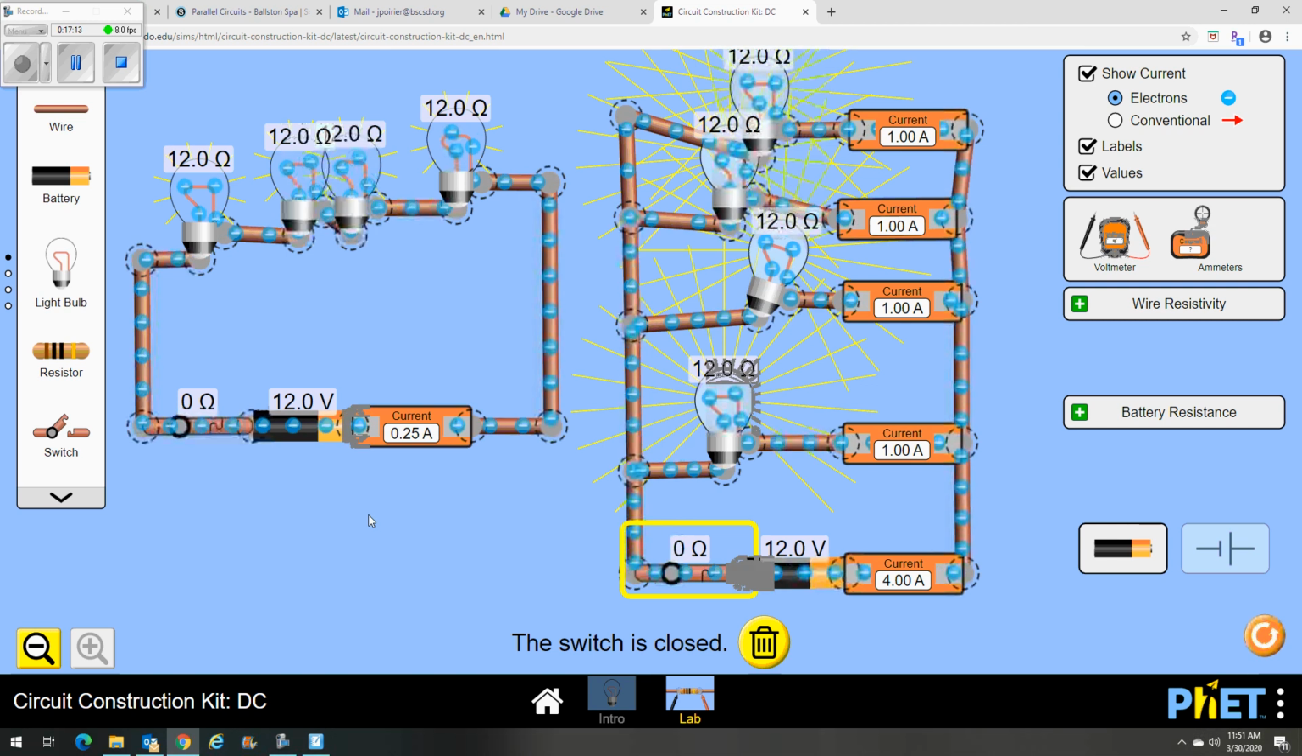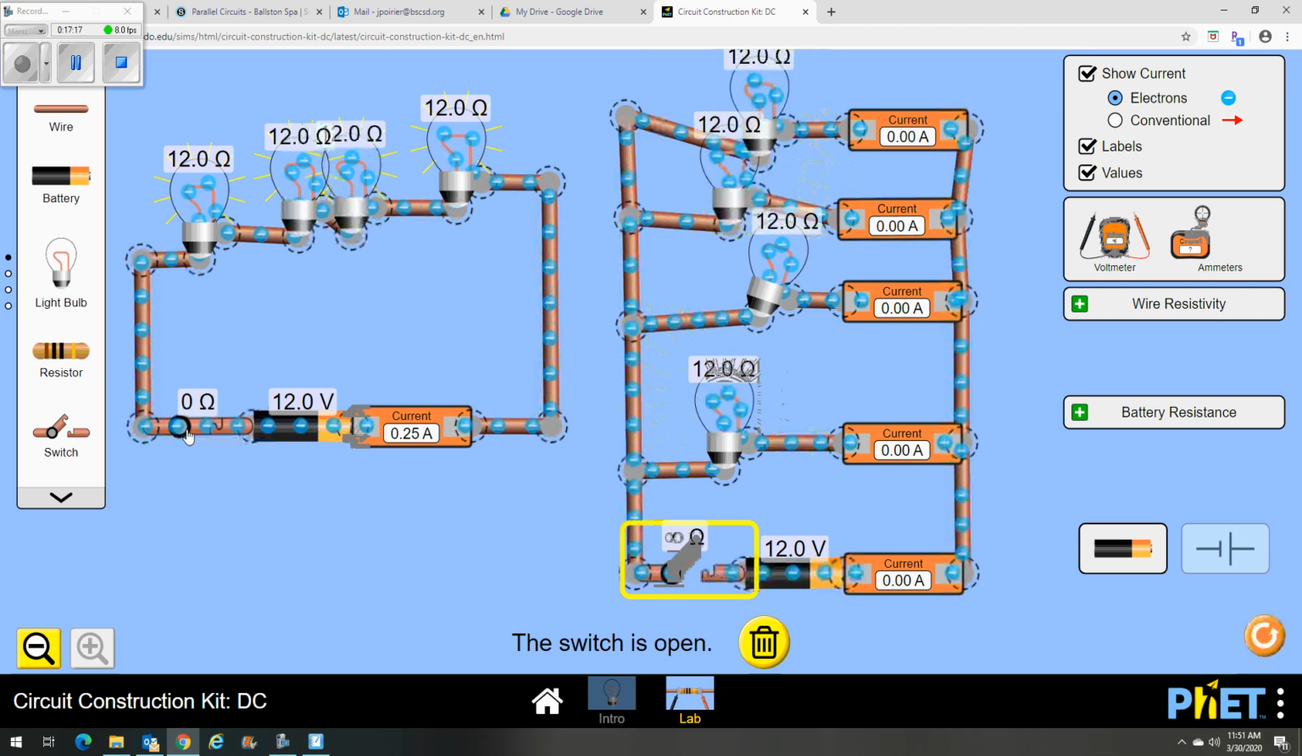I hope these slides and simulations help to increase your understanding of series and parallel circuits. Hope you enjoyed.